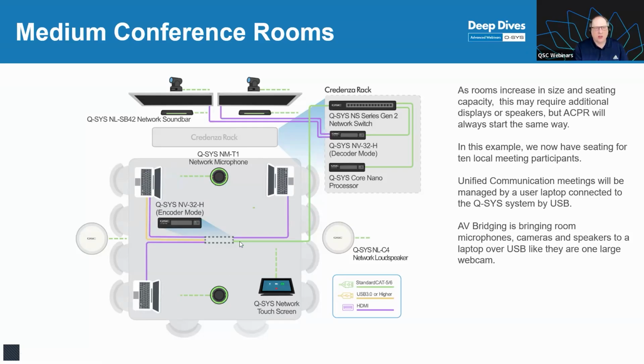The NMT1s are placed at the table. Again, we can turn off the lobes to get rid of audio that's maybe coming from the display area or from the center of the table. And this is a BYOD room, so our laptop is connected right to the NV32 that's acting as an encoder underneath the table. We've got USB and HDMI connections from our UC computer, and a couple extra HDMI connections that we can use for other people's computers.